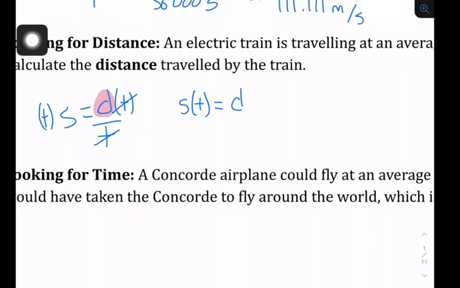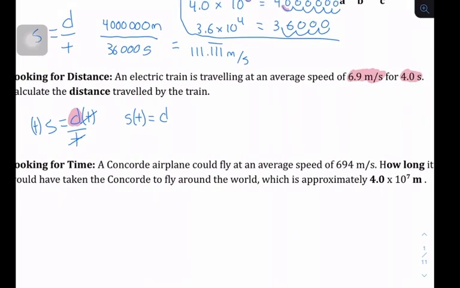You can do this manipulation before to your formula. You can do the manipulation when you get the numbers in there. It's up to you. But now that I have my formula rearranged, I have a speed, 6.9 meters per second. I'm multiplying that by a time, 4.0 seconds, and that will give me my distance. And that makes my distance 27.6, and it'll be the same units as my speed, meters.